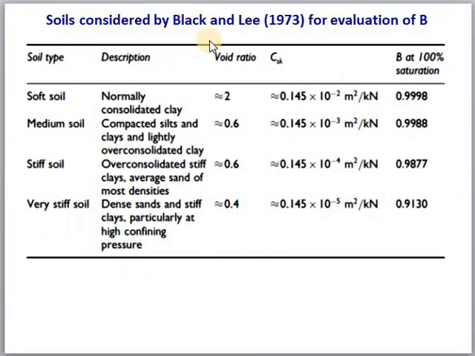Now here you can see various values of B based on a study conducted by Black and Lee way back in 1973. That is, for various types of soil, varying from the soft soil to the very stiff soil, you have the various values of C_S, that is the compressibility of the soil skeleton, and the equivalent value for the B.